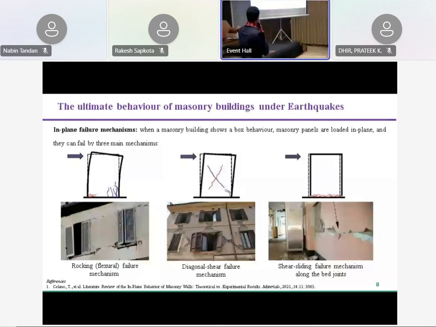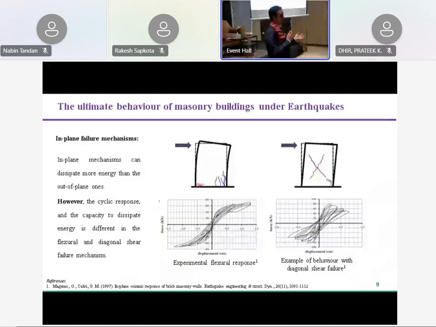Different mechanisms mean different behaviors also in terms of energy dissipation. Here we can see some experimental tests in which you can see, for instance, that the diagonal shear failure is much more dissipative, since the area included in the loops is higher. So this is something to bear in mind. Depending on the mechanism my model could predict, I can expect more or less energy dissipation.